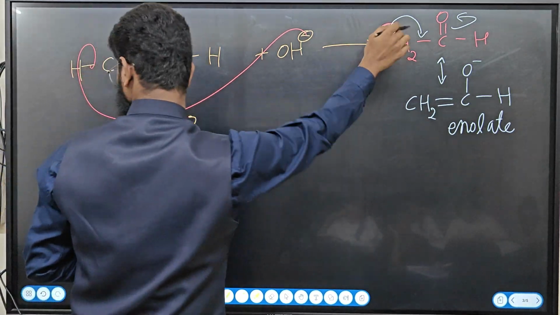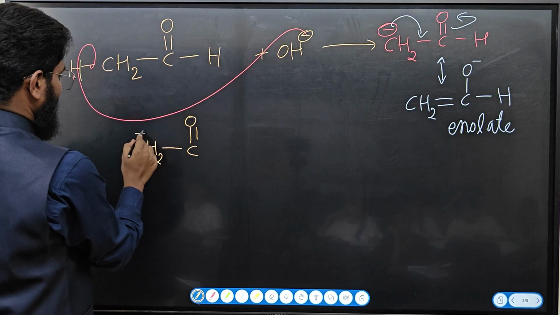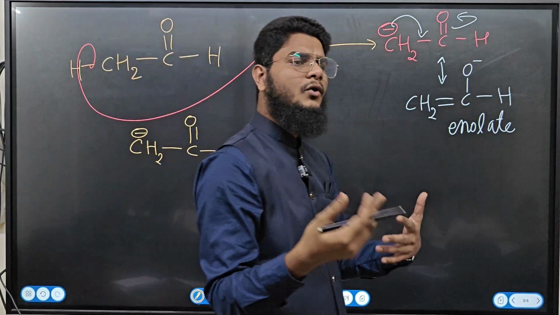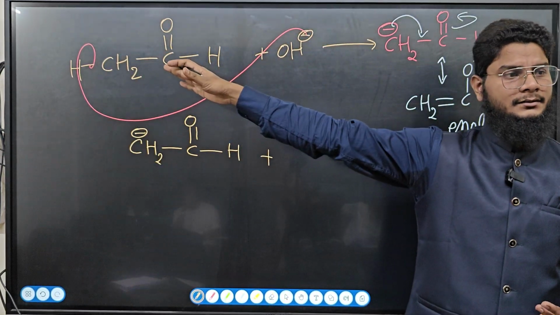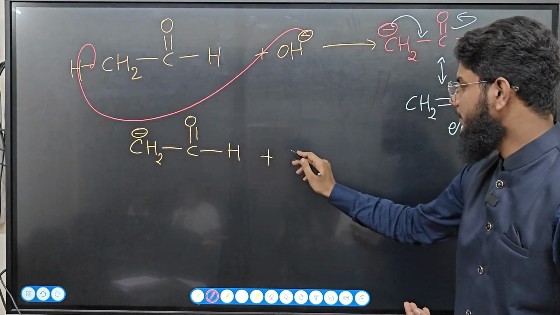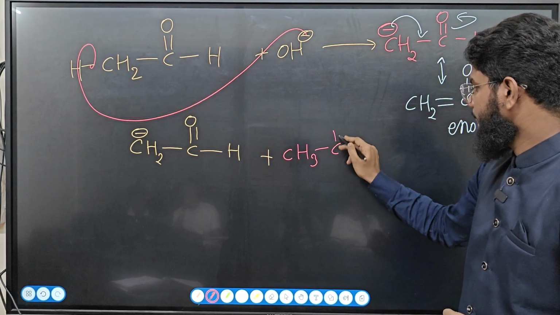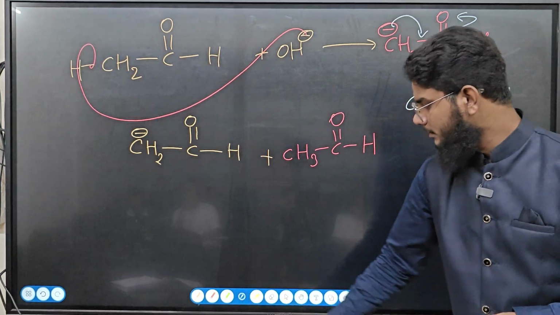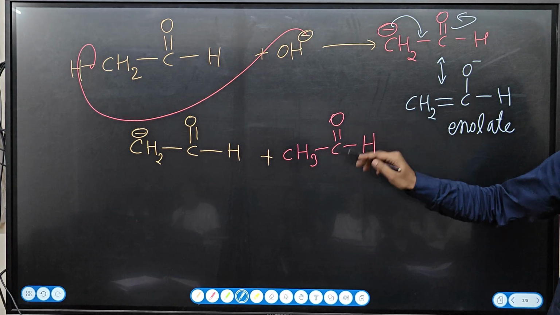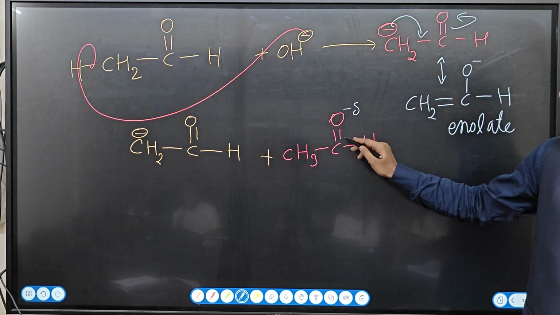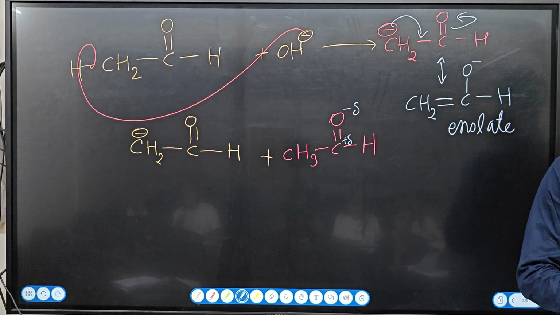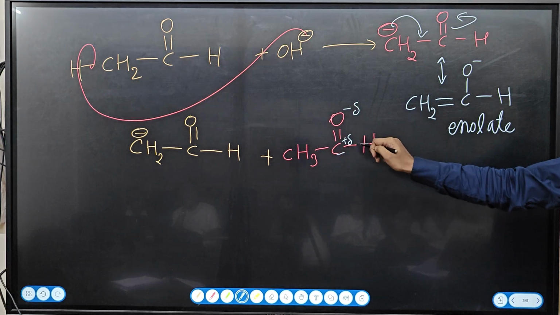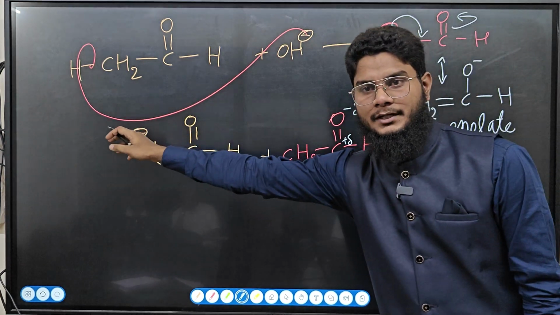We can consider the first one. And in the reaction vessel, there are so many molecules of your acetaldehyde. So another acetaldehyde molecule we are considering here. Now you know oxygen is more electronegative than carbon, so it will have a partial negative charge, and this will have a partial positive charge. This is your positive center, and you have one negative charge, the nucleophile.